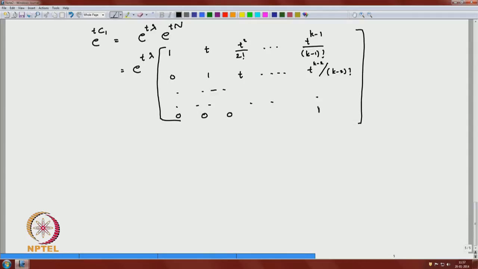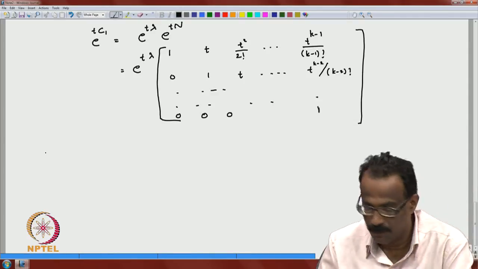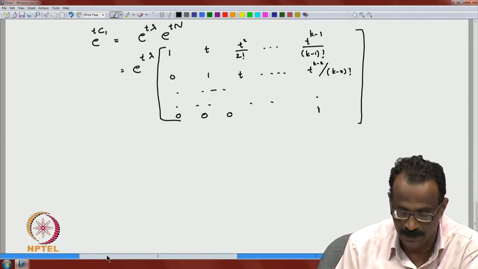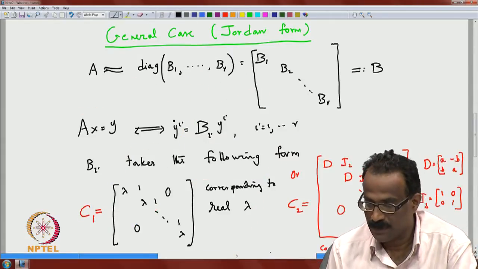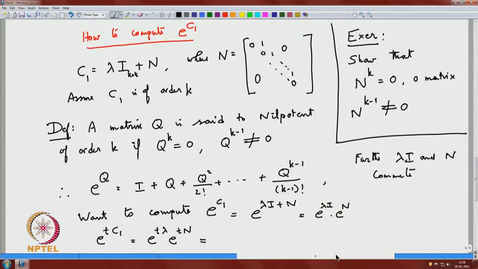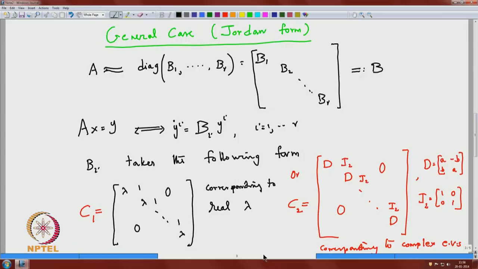So for the system with C1, if you go back to the system with C1 here, you want to solve the system, so you have that. This is the system, a particular form of the matrix, and these are the only two things that will be coming up.